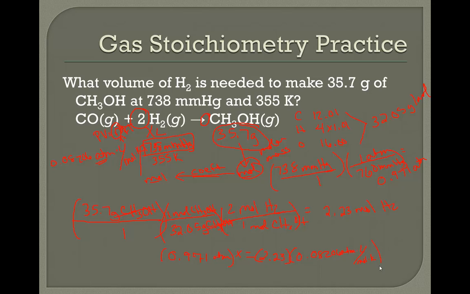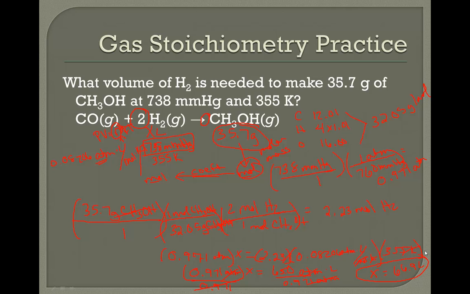And our temperature is 355 Kelvin. We're going to multiply that out. So it would be 0.971 ATM times X is equal to 65.0. We are only left over with ATM dot liters because the moles and the kelvins cancel out. Divide both sides by 0.971. ATMs cancel out. That comes out to be 66.9 liters.